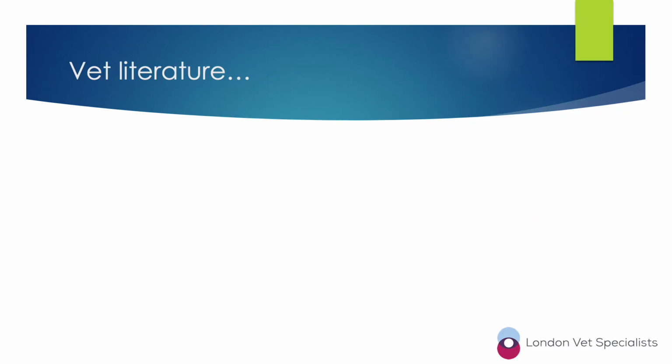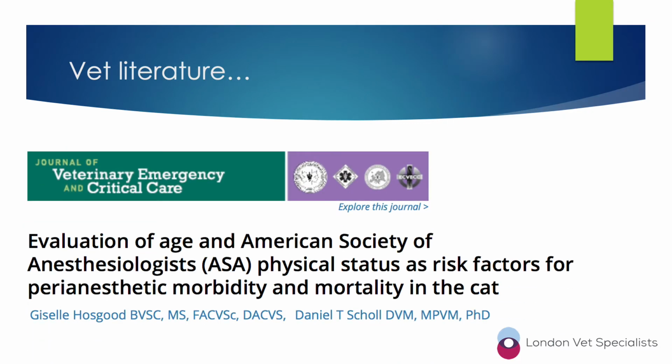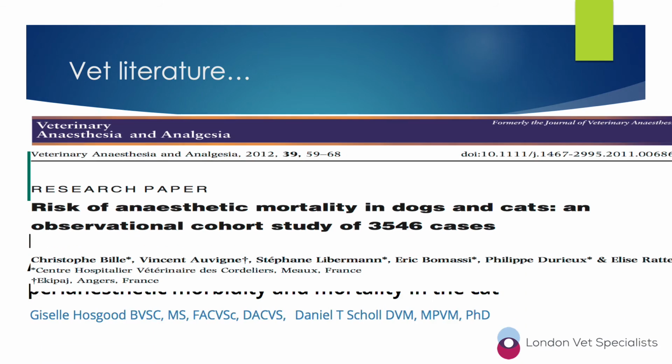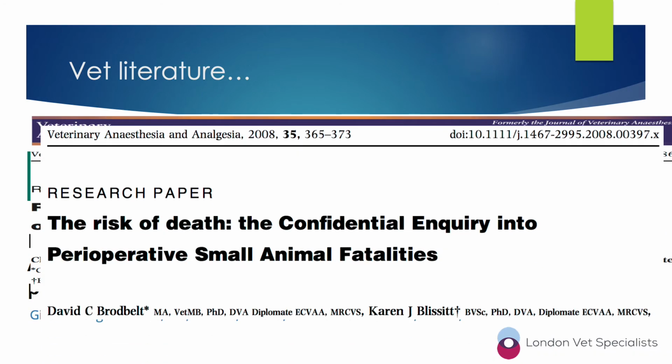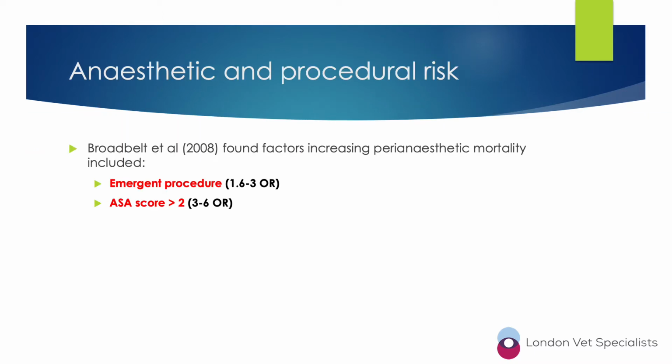So various studies have tried to assess the risk of adverse outcomes under anaesthesia, looking at the ASA status in both cats and dogs. And probably the largest one of these, it's quite old now, but it's from David Broadbelt back in 2008. And they identified several factors which may increase or decrease anaesthetic fatality, perianaesthetic fatality.